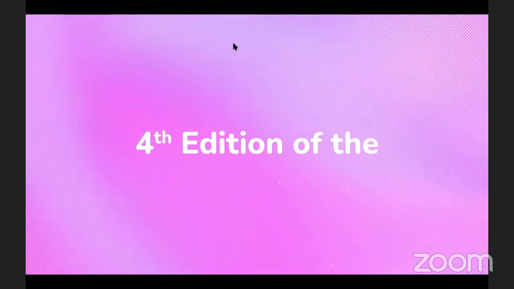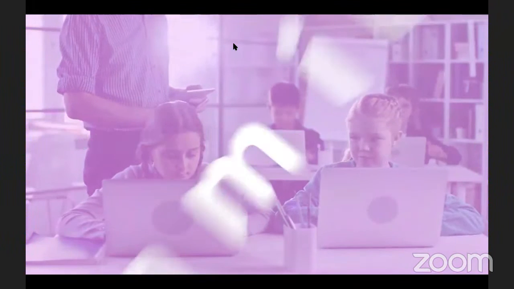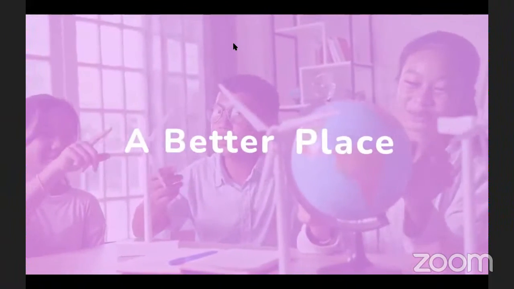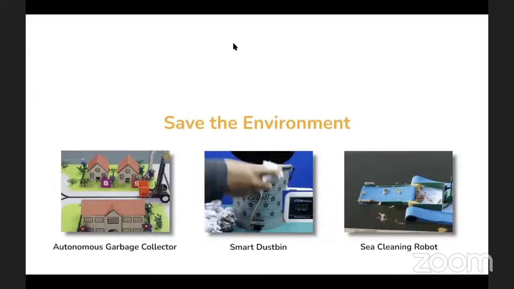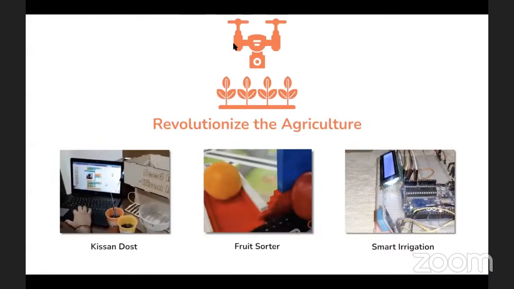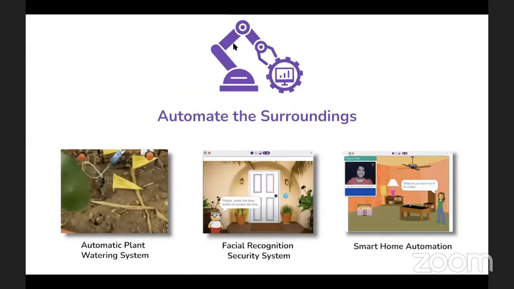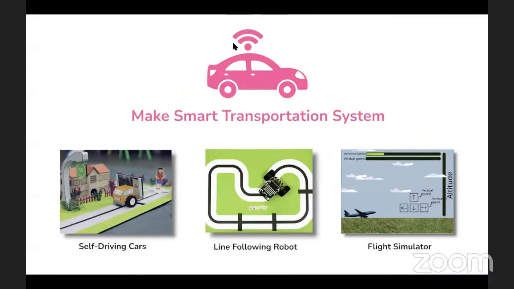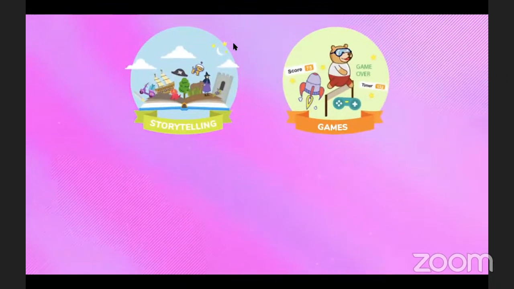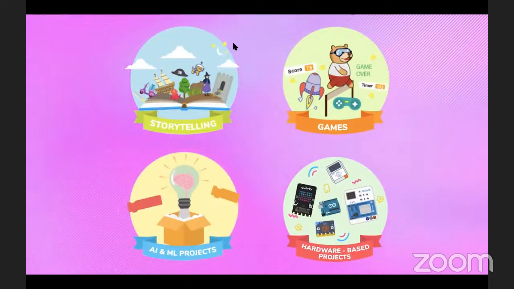For the fourth consecutive year, bringing you the biggest international AI and programming competition for kids, Codeavour 2022 International 4th edition. To make kids aware and inspire them to brainstorm over emerging issues, to make the world a better place, kids need to build solution-based projects on the following theme: save the environment, strengthen the health infrastructure, revolutionize the agriculture, automate the surroundings, make smart transportation system. You can make anything and everything you want, from stories to games, from software-based AI projects to hardware-based projects.